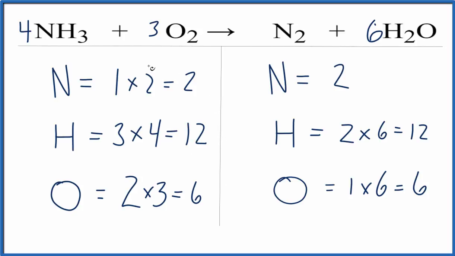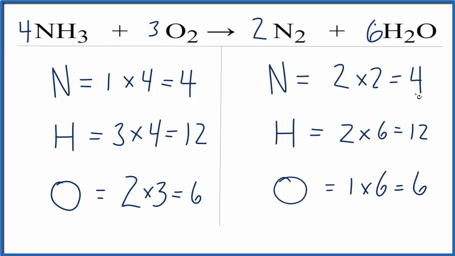Let's update our nitrogens here. We now have 1 times 4. That equals 4. So we've got almost everything there except the nitrogens. And if we put a 2 right here in front of our N2, 2 times 2, that equals 4. And now everything's balanced. So we've balanced this equation here.